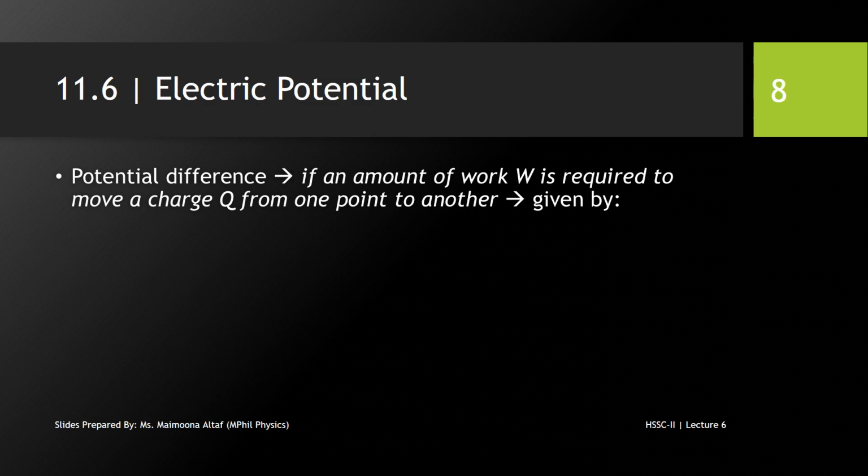Now we can define the potential difference: if an amount of work is required to move a charge q from one point to another, mathematically we can define this term V, which is potential difference, as equal to the work done on a unit charge, W by Q. So this is the equation with the help of which we can find out the potential difference.